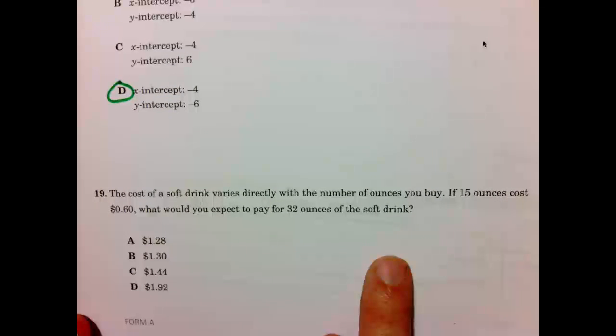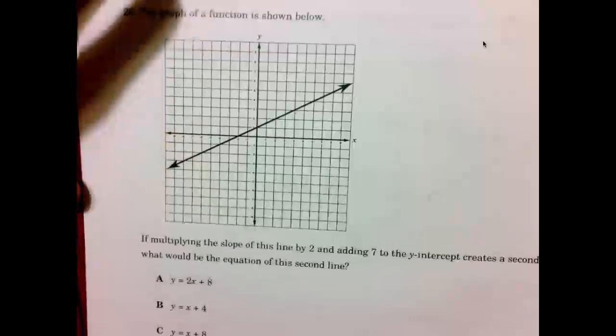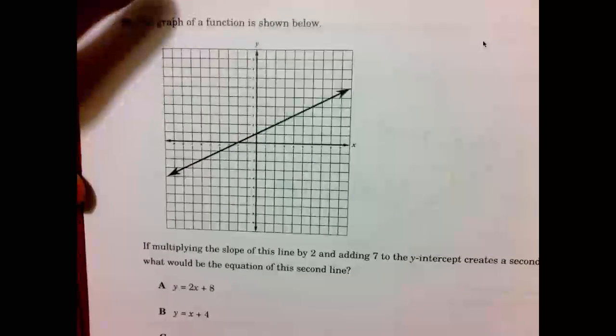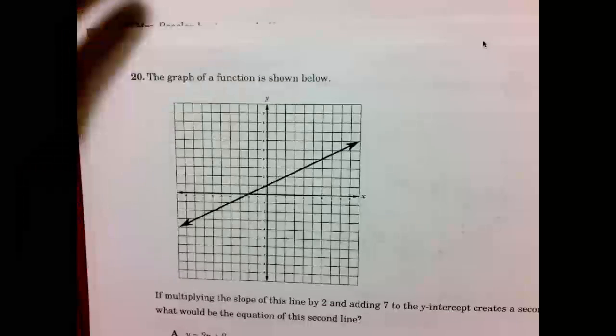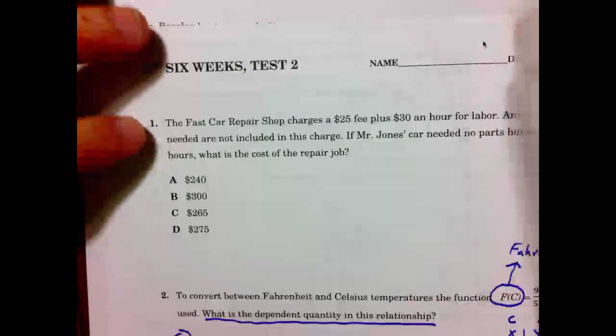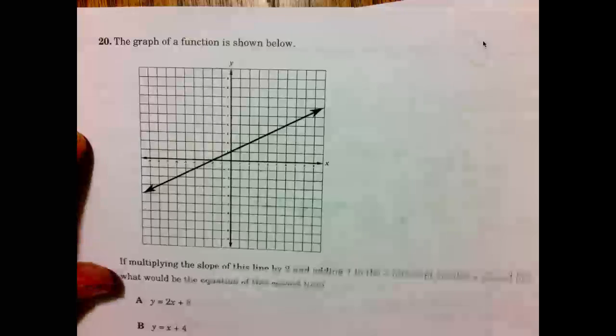Number 19 is a strict proportion problem. You can set up a cross multiplication and solve that. I'll leave that for you. Number 20 is similar to number 18. I'll leave that one for you as well.